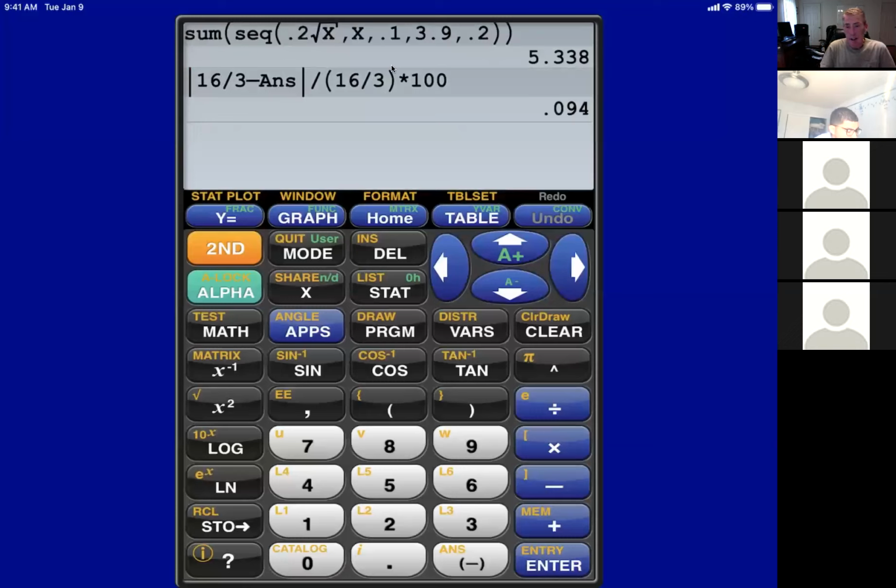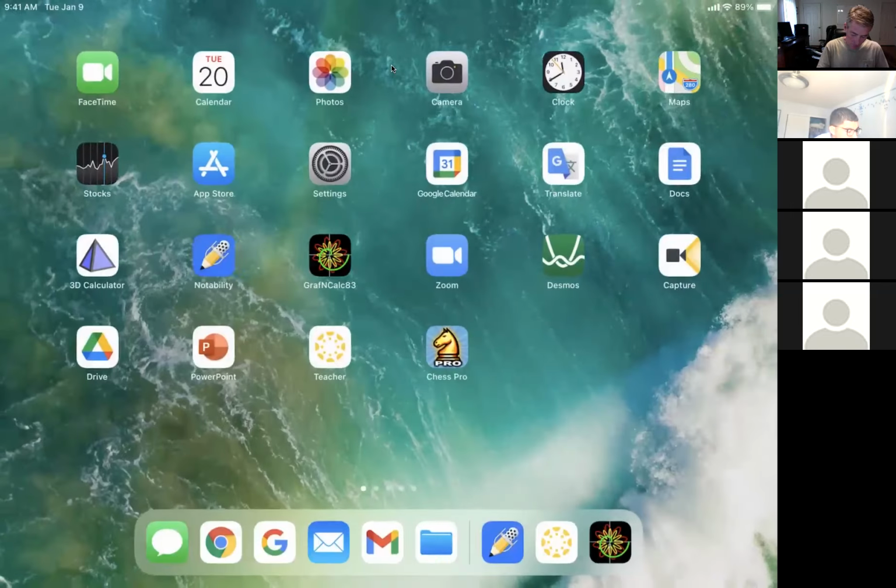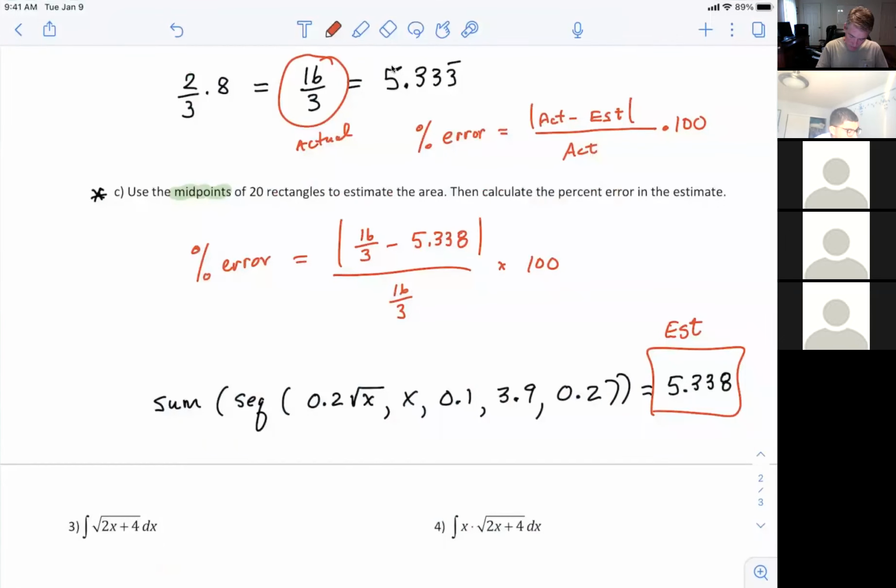So that is less than 1%. That's even less than 1/10 of a percent. So 0.094%. So by using only 20 rectangles, we get a pretty accurate answer.